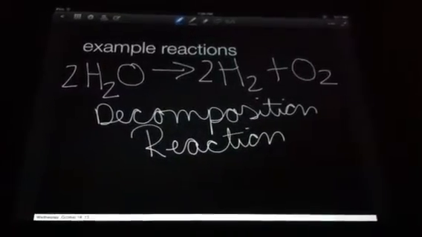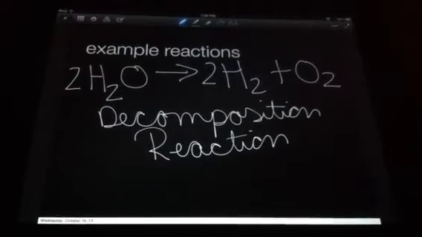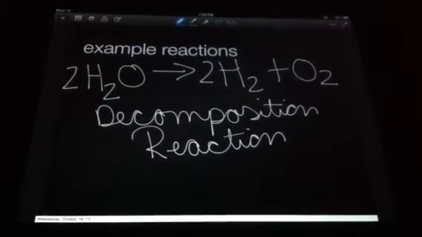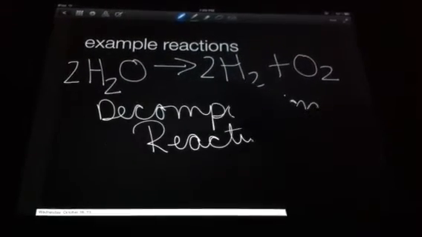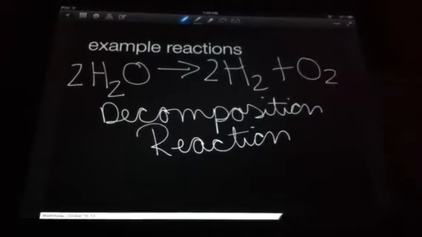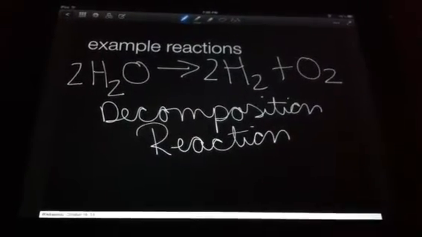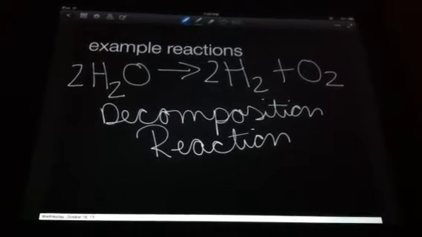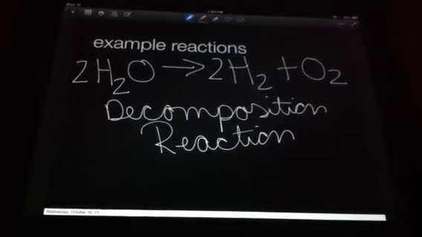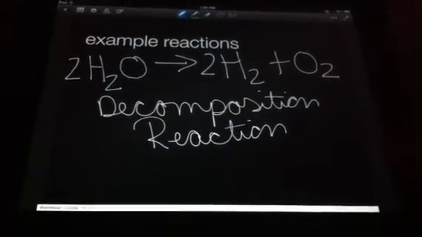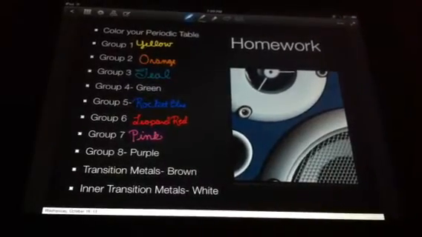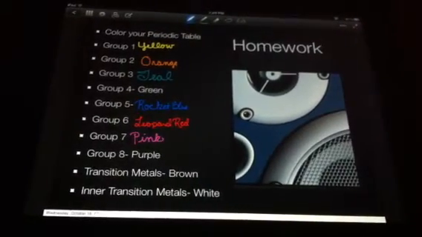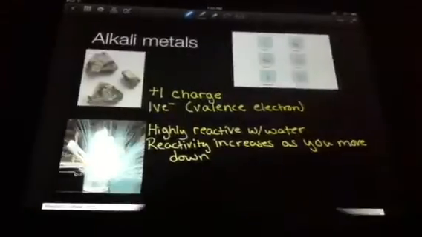I gave an example reaction. We did the decomposition of water. So here I have water yields 2H2 plus O2. I've gone ahead and balanced this because you are coming around the point. We will be soon doing balanced equations, so I'm trying to get it in your head what these look like. And this is a decomposition reaction because the water broke down into its components. You should have already done this for homework. You're supposed to color up your periodic table, so that should already be done.